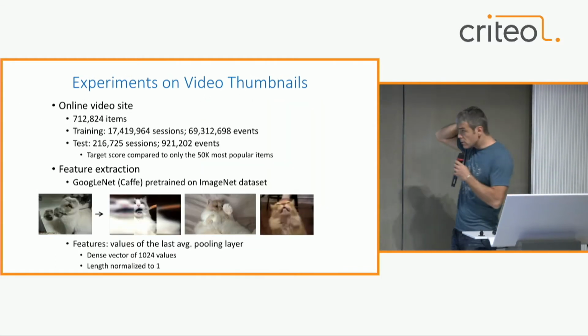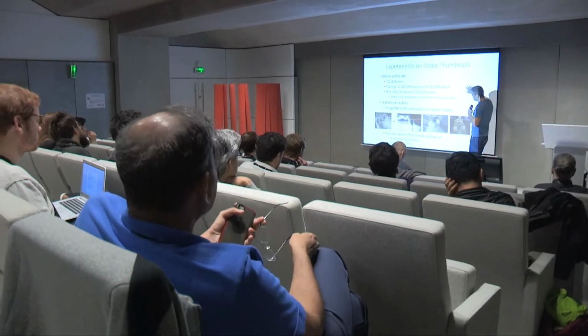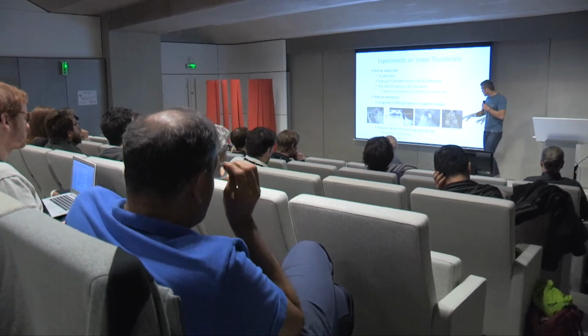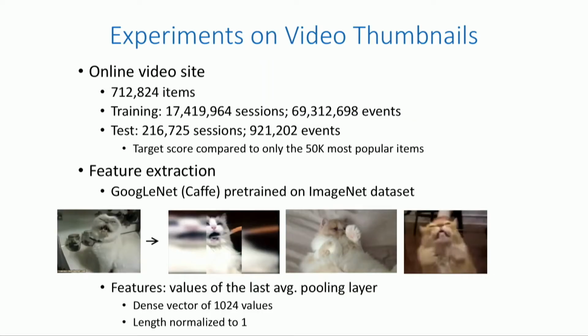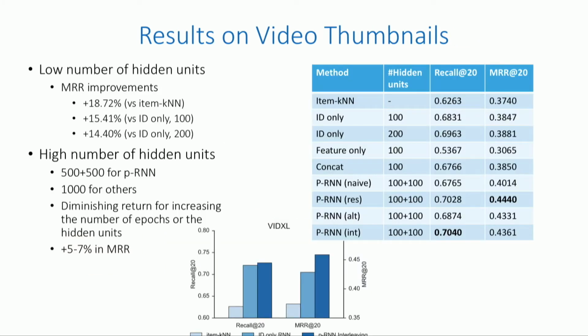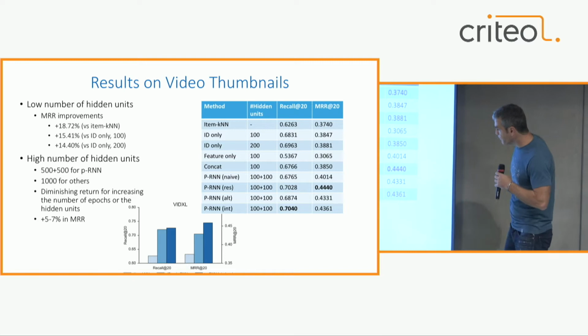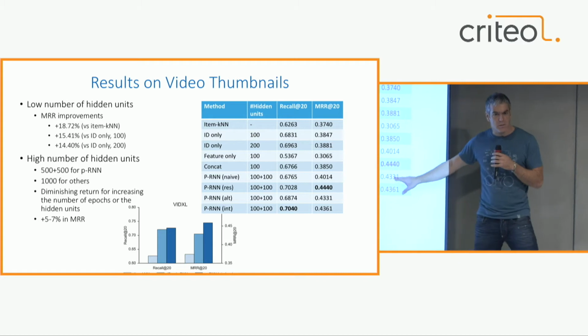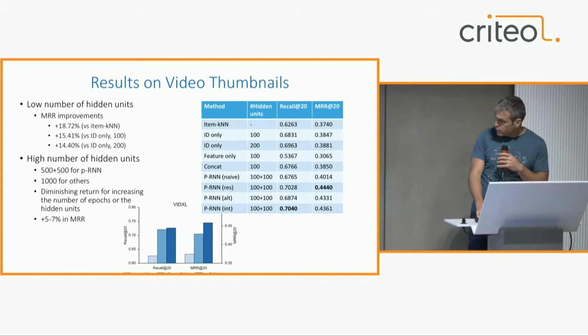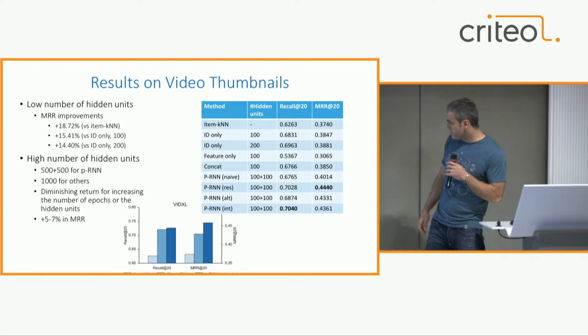So we tried this on some data of, again, this video site, where we used image features from the thumbnails. We used GoogleNet to extract features from the thumbnails of the videos. And we got pretty significant lifts, about 10% over the naive recurrent neural networks, if you concatenate the thumbnails. And here residual training seemed to work best, but more or less the same as the other training techniques.